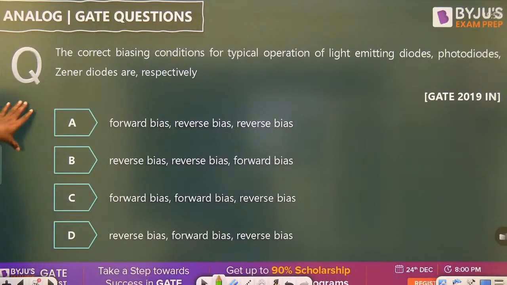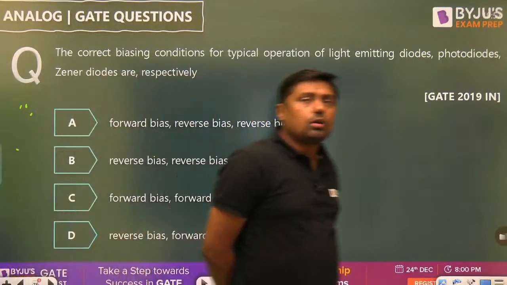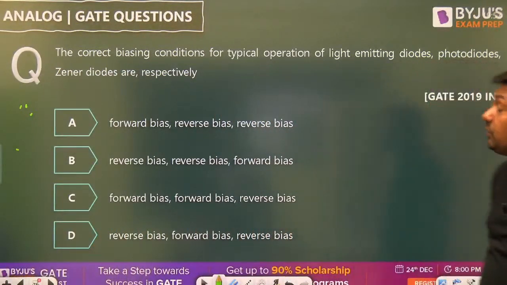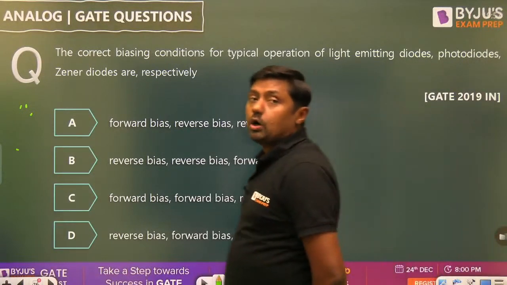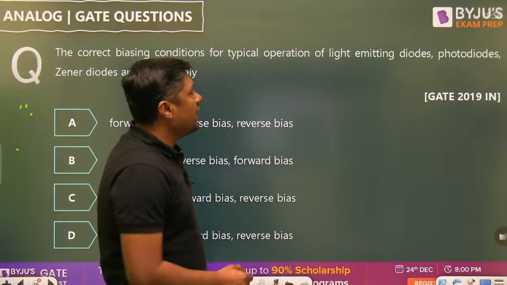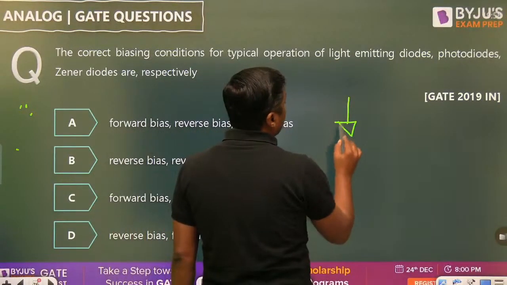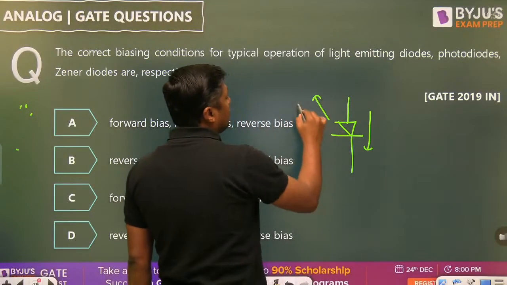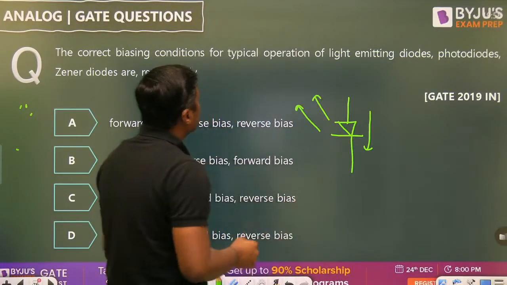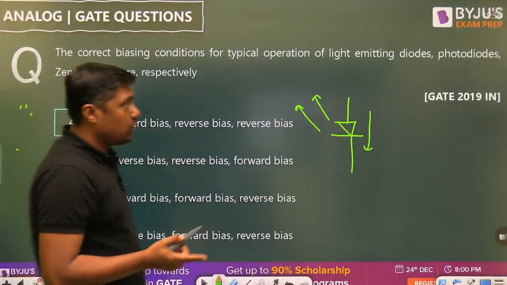Now, in instrumentation branch, correct biasing condition for typical operation of light emitting diode, photodiodes, Zener diodes. Light emitting diode, forward bias or reverse bias? Then again we will solve one question on light emitting diode. Light emitting diode is forward bias. When we are passing the current in this direction, then it will give the radiation, light output. Second is photodiodes.